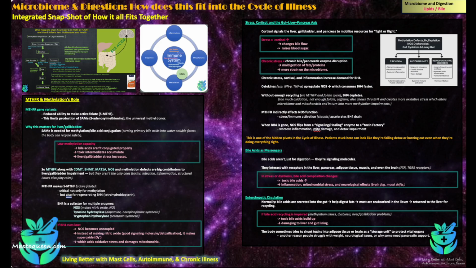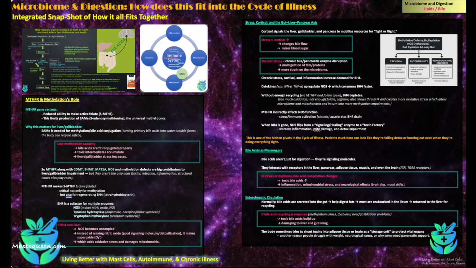So MTHFR, along with COMT, BHMT, MAT1A, NOS, and methylation defects are big contributors to the liver gallbladder impairment. But they aren't the only ones. Toxins, infections, inflammation, and structural issues also play a role. And when it comes to structural issues, it could be a birth defect, or you could have non-alcoholic fatty liver or a damaged liver.